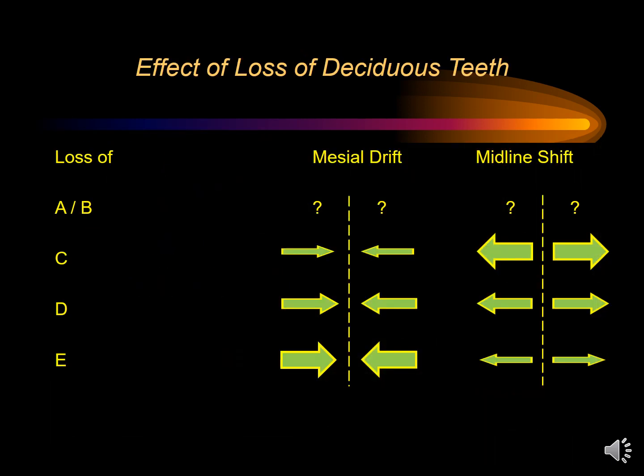Now, regarding the effect of loss of deciduous teeth, two effects can be considered. One is mesial drifting of adjacent teeth and the other is midline shift. Loss of A and B has relatively insignificant effects on the arch, but the loss of the posterior deciduous teeth results more in mesial drifting, whereas the loss of canines results in midline shift.